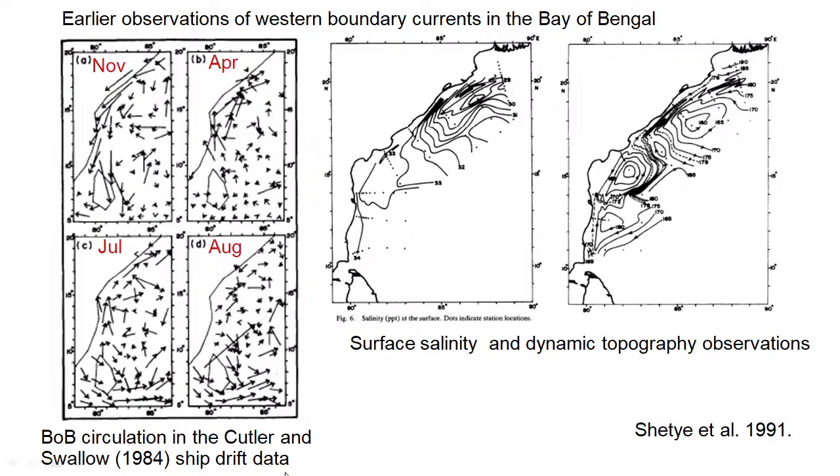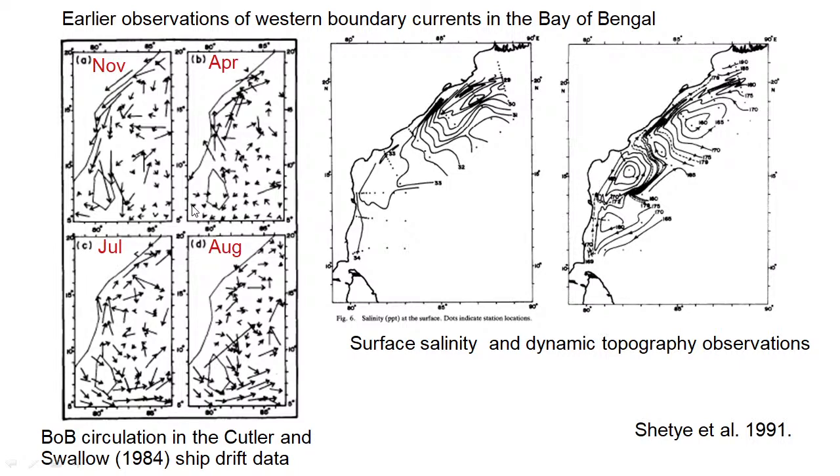If you look at the graph on the left-hand side, you will see arrows directed to the south in November, and in April mostly directed to the north, or poleward. In July and August, things are a little complicated. There are arrows which are northward, as well as arrows which are southward. So this is the earliest understanding of the coastal circulation.